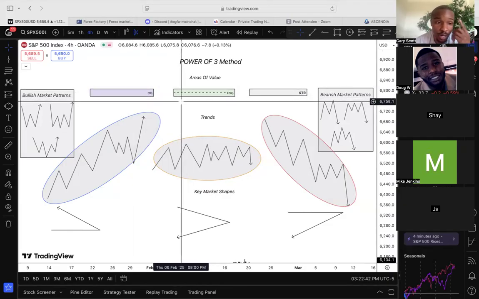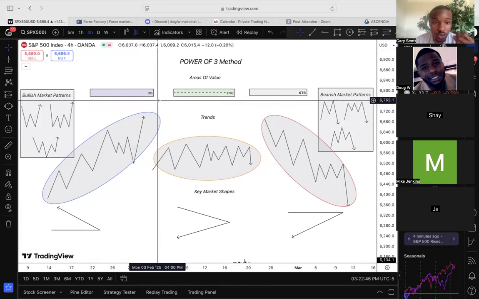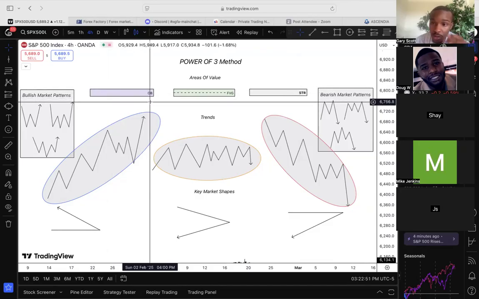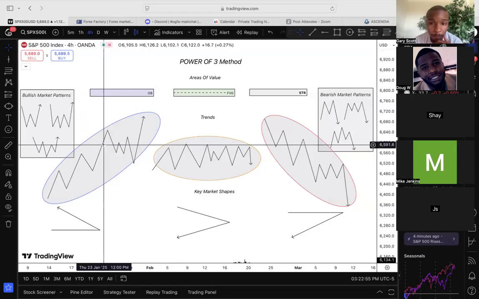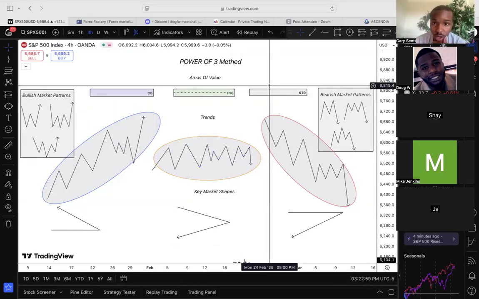Now, if you're in an uptrend, price is always going to find an area of value to retest so that you can take a trade from that particular level. Give me one second. I'm going to draw it out here.